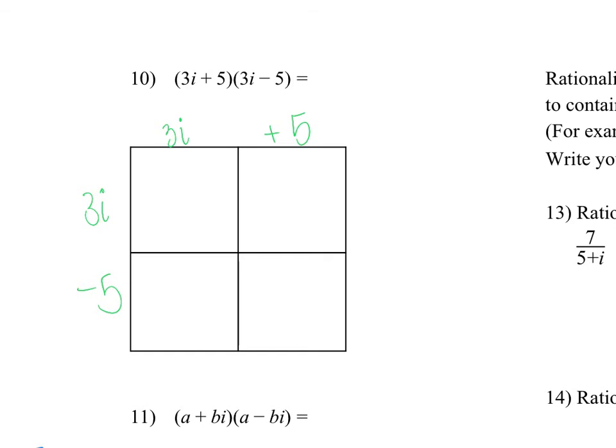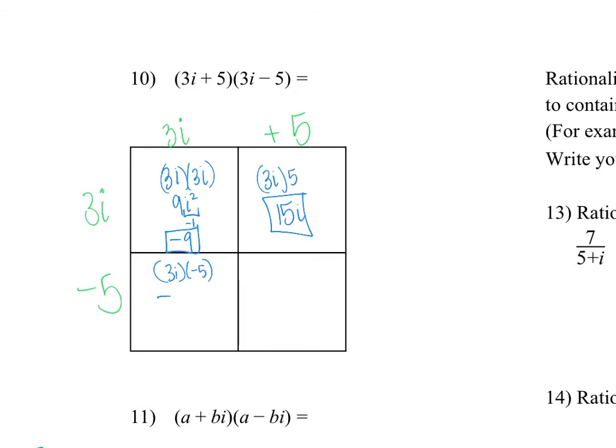So we're going to multiply 3i times 3i, and that makes 9i squared. But i squared is negative 1, so this will be negative 9. Then we're going to multiply 3i times the 5, but that's 15i. And then we'll do 3i times negative 5.